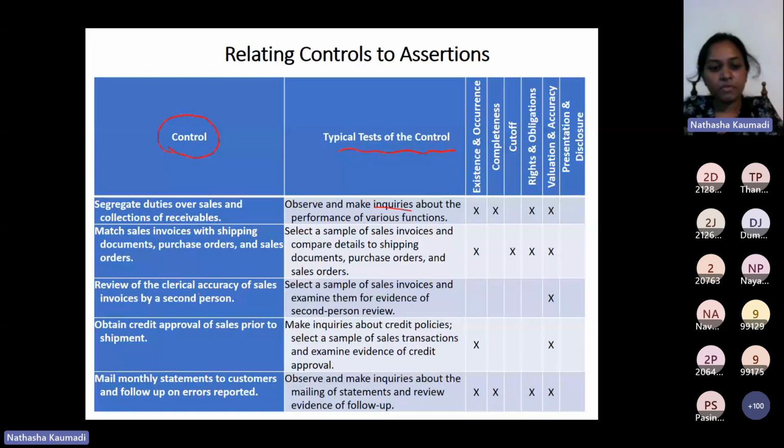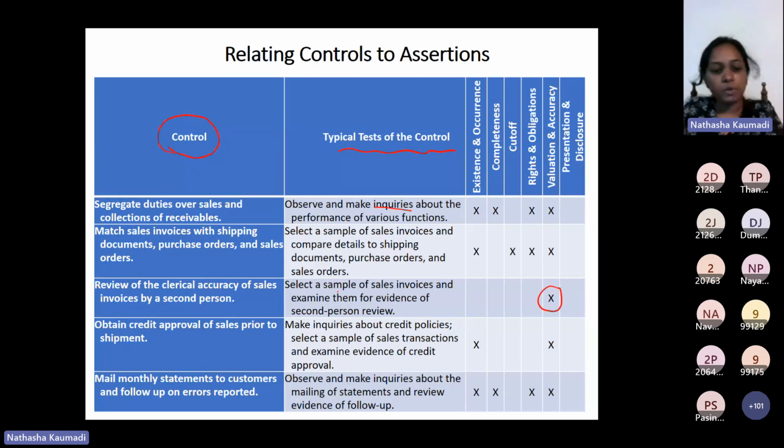Third one, review of clerical accuracy of sales invoices by a second person, maybe the mathematical accuracy. Select a sample of sales invoices and examine them for evidence of second person review, whether a second person has actually reviewed this sales invoice. If so, there should be at least a signature, right? So the evidence should be there that the control has been performed. So you are checking that. So with that, accuracy is covered with this control.